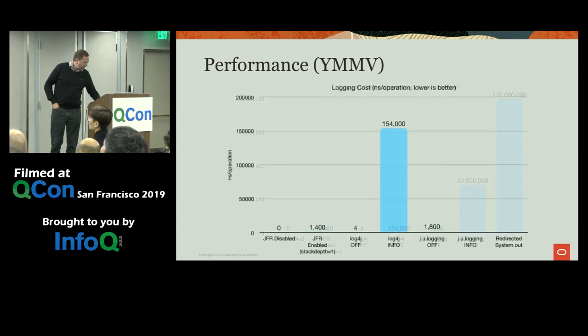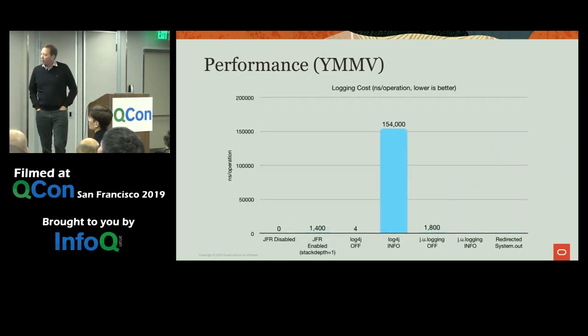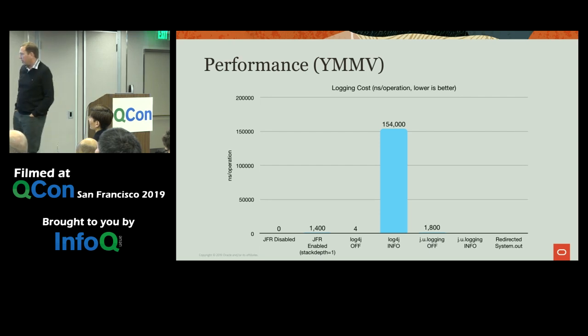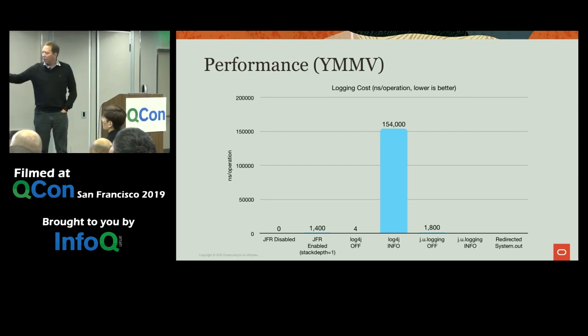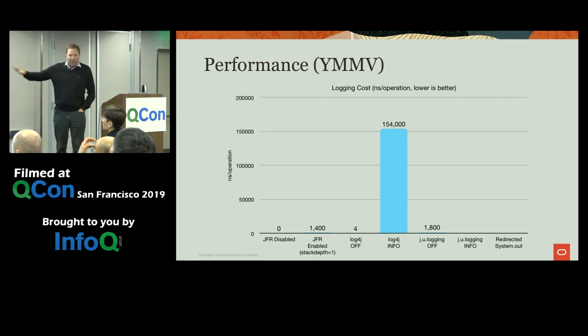Some bar charts, because everybody loves bar charts. This is showing JFR disabled, which is 0, as I said. It's enabled, and I will come back to the stack depth part in a bit, but it does have an overhead. So yeah, I'll admit, it's not 0 when it's turned on, but it's very, very small, as you'll see.